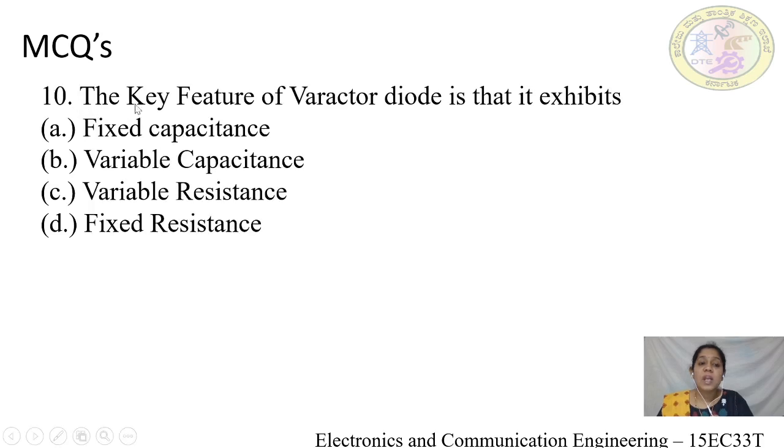10th one, the key feature of varactor diode is that it exhibits option A fixed capacitance, option B variable capacitance, option C variable resistance, option D fixed resistance. Yes, the varactor diode is a semiconductor diode whose junction capacitance varies with the applied voltage when it is reverse biased. So hence it provides a variable capacitance. Option B is the correct answer.